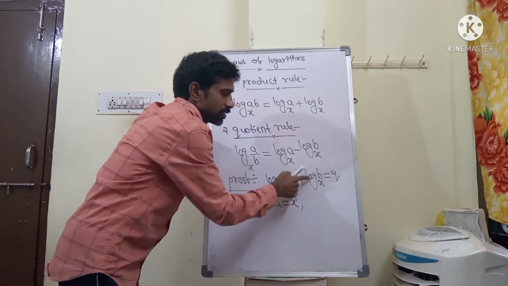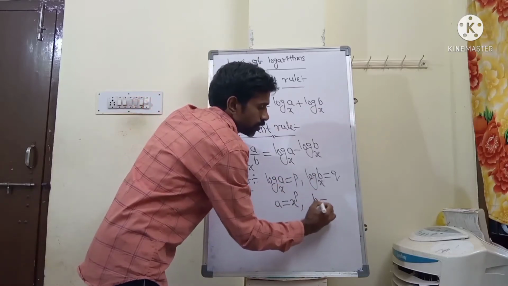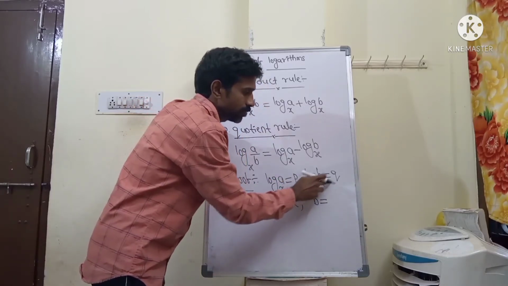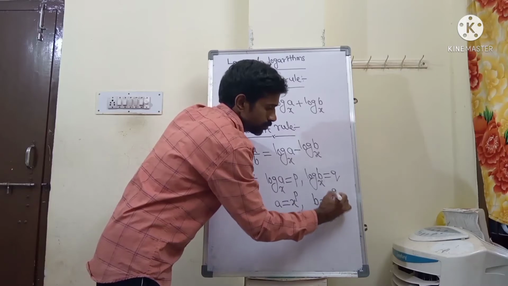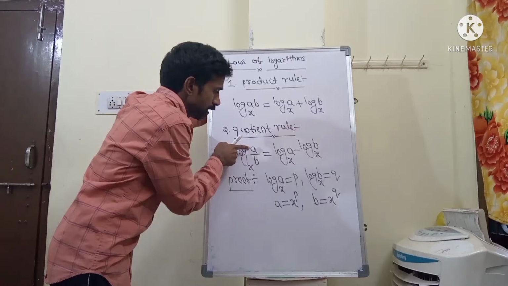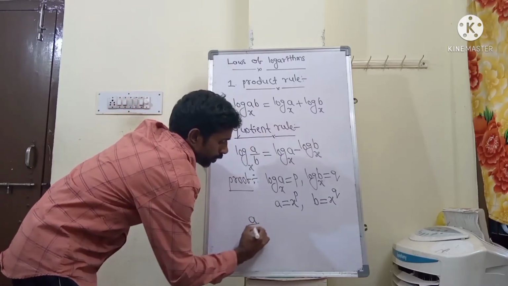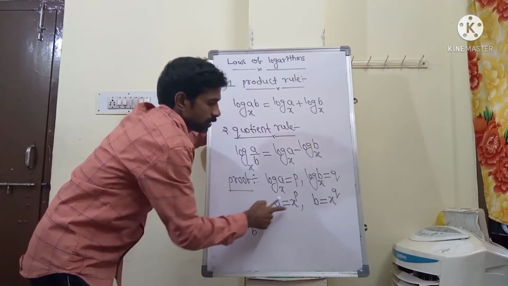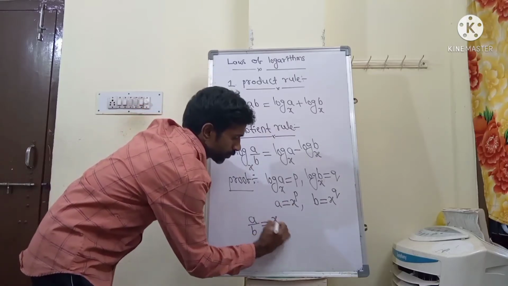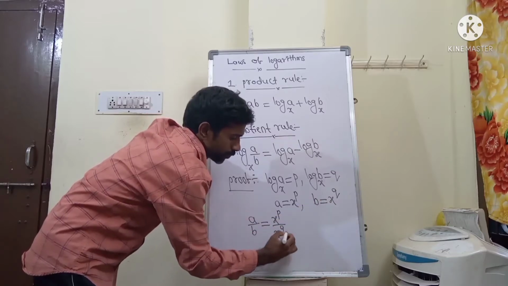Next, this logarithmic form, I am writing in exponential form: b equals x power of q. Now consider a by b. Here the a value is x power of p, and the b value is x power of q.